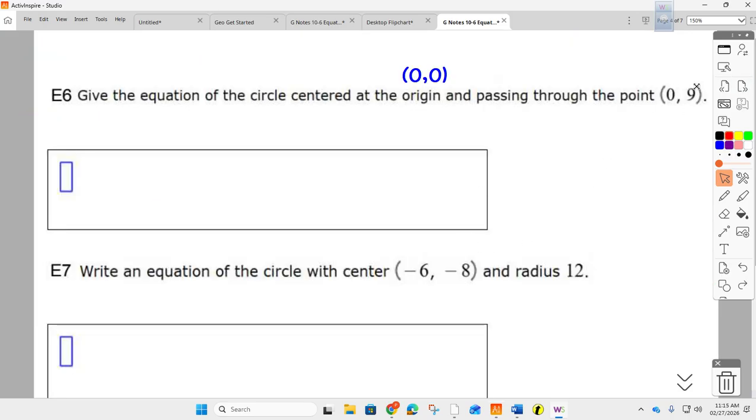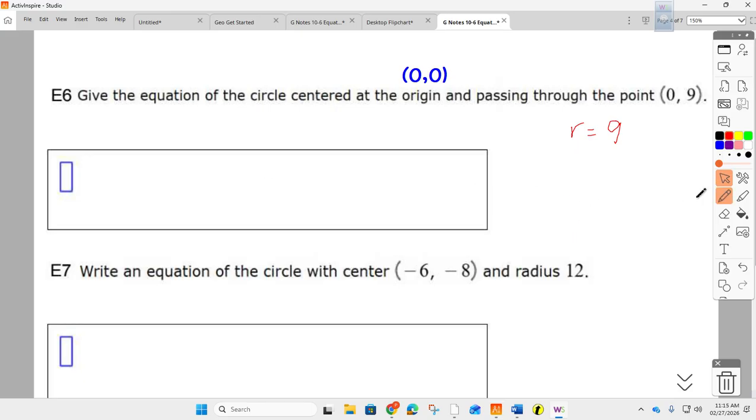This is the one. So instead of 0, 8, it's 0, 9. Give the equation of the circle centered at the origin passing through the point 0, 9. Well, if the center is at the origin and it goes to the point 0, 9, we know the radius is 9. I already showed you that example. Does that make sense? So now we just plug it in again.